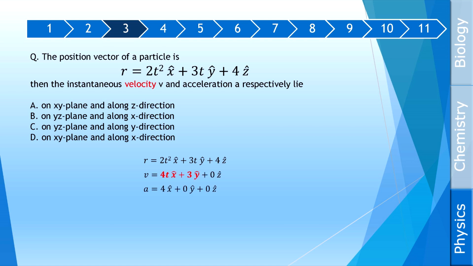Now we see that velocity has non-zero values only for x and y. The z component of velocity is 0. So we narrow our options to only A and D. Now looking at the equation for acceleration, we see that it has non-zero values only in x. Hence for it only option B or D would be possible answers. Combining both of these, we get option D as the correct answer.